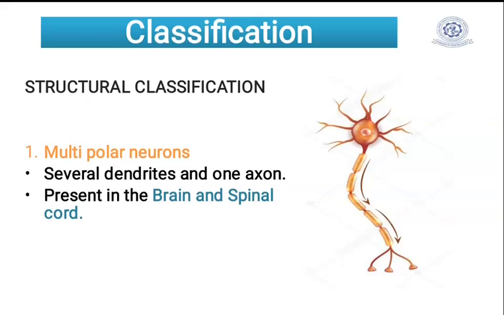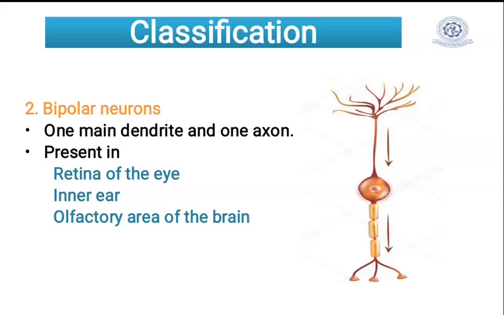Structural classification of neurons. The first one is multipolar neuron. Multi means many. As the name indicates, it consists of many dendrites and one axon. They are present in the brain and the spinal cord. The second type of neuron is bipolar neuron. Bi means two. It consists of one dendrite and one axon. They are present in the retina of the eye, inner ear, and olfactory area of the brain.